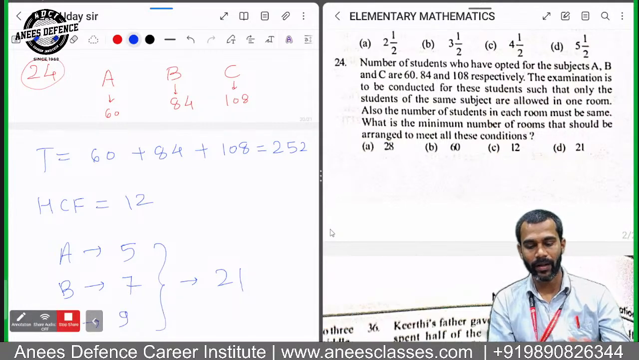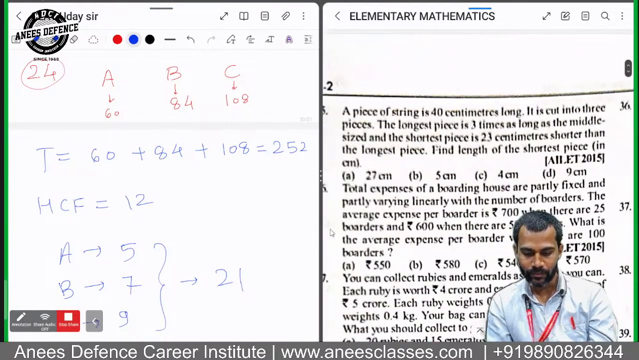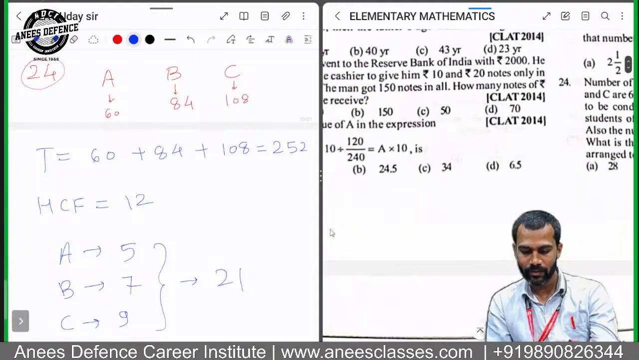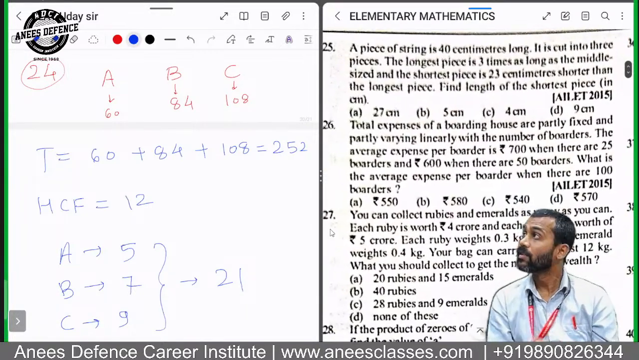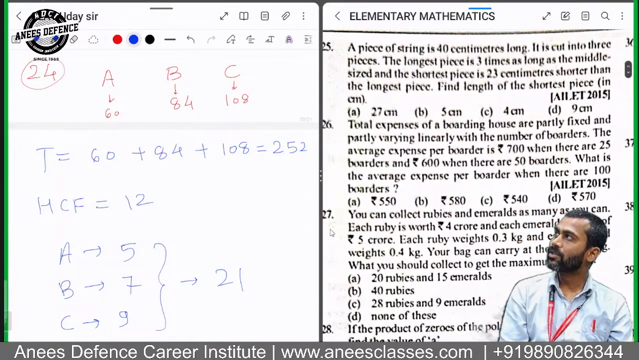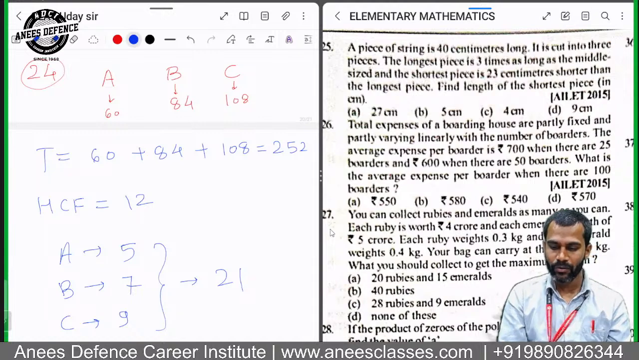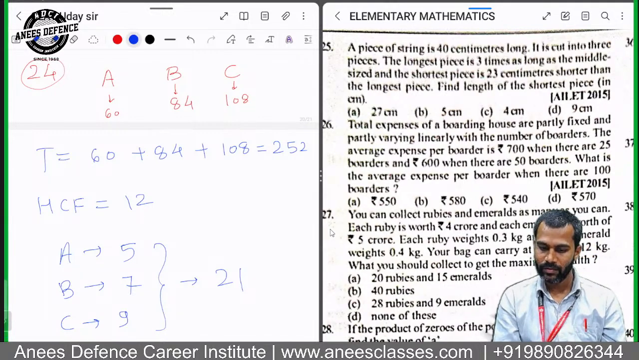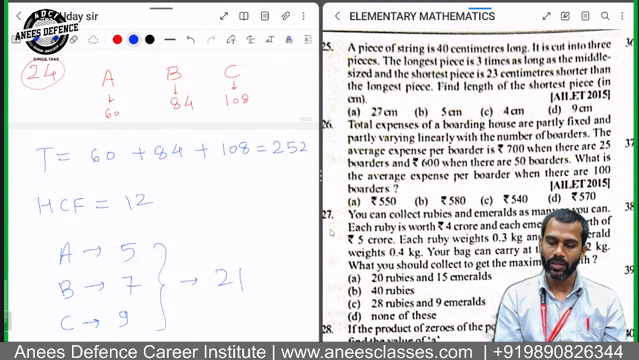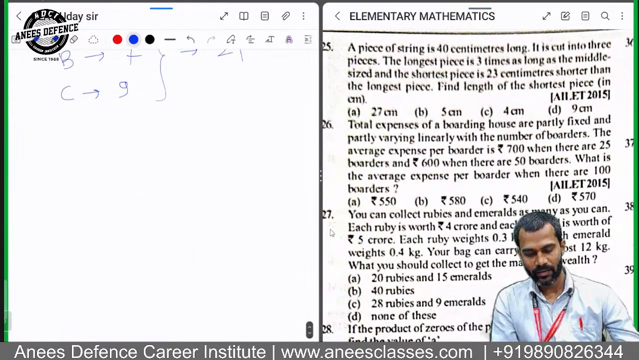Next, question number 25. Please try. Is it clear? A piece of string is 40 centimeters long. It is cut into 3 pieces. The longest piece is 3 times as long as the middle-sized one, and the shortest piece is 23 centimeters shorter than the longest piece. Find the length of the shortest. Again, very easy logic.